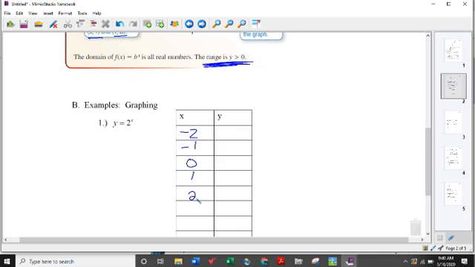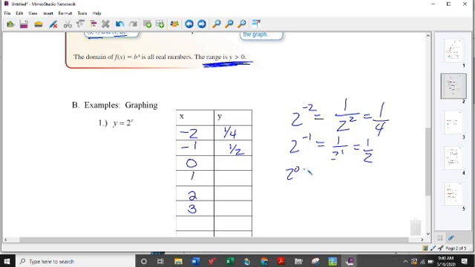So here are some x values to plug into my graph. When I plug in -2, 2 to the -2 equals 1 over 2 squared, which is 1/4, or 0.25, because some of you will just plug it into your calculators. 2 to the negative 1 means 1 over 2 to the first power, which is 1/2. 2 to the 0 power is 1.